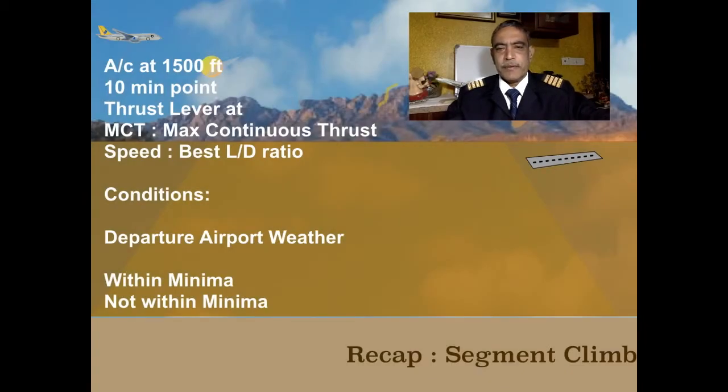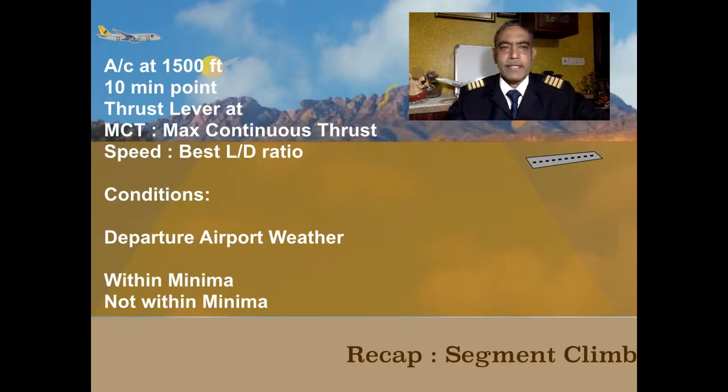In this series of performance lessons, we introduced ourselves to the speeds, the takeoff weights, and some runway issues. And then we graduated on to the takeoff performance per se, and then we learned on segment climb. Also, we learned that the segment climb ends at 1500 feet AGL. Now let's recap. The aircraft climbed to 1500 feet AGL, and it reached a point called the 10 minutes point where the live engine thrust was kept at the maximum takeoff value, which has of course got a limitation of 10 minutes in most aircraft.